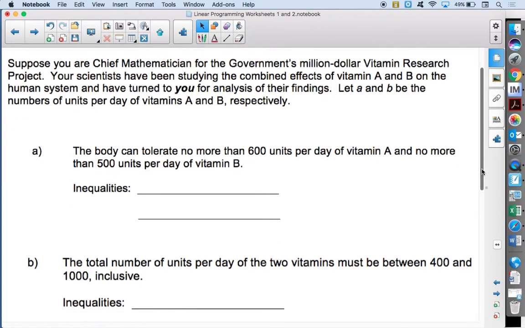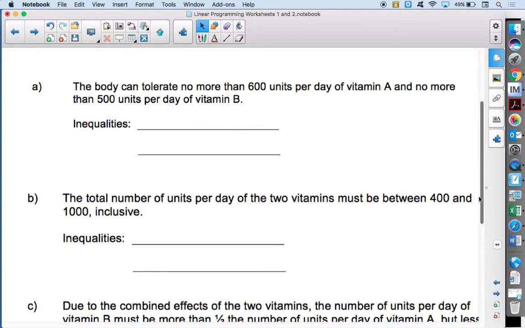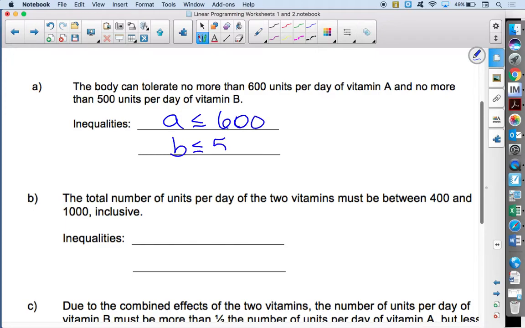For part A, the body can tolerate no more than 600 units a day of vitamin A and no more than 500 units a day of vitamin B. Can somebody give me 2 inequalities for that first sentence? Jacob? A is less than or equal to 600. Good. B is less than or equal to 500. Good. If you don't like using A and B, then use X and Y. Just make sure you're saying X represents vitamin A and Y represents vitamin B. So if you prefer to use X and Y, just make sure you're noting what you're using to represent the problem.